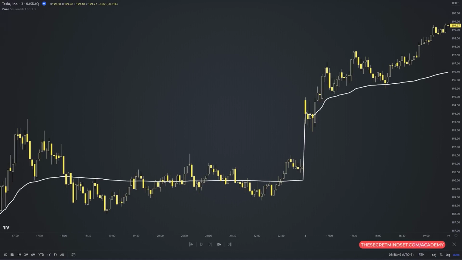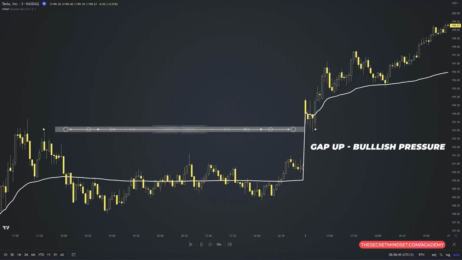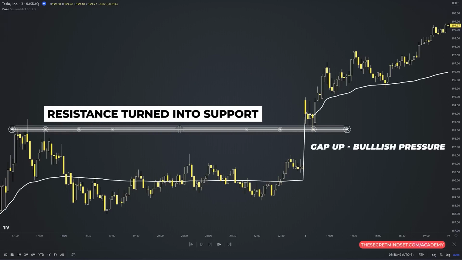We are looking at the 3-minute chart of Tesla. First, notice that the market had a gap up at the market open. This means that the opening price was higher than the previous close, a bullish pressure. I see this resistance here, which was broken to the upside, potentially turning into a support level. As the price is falling, look for signs of reversal.